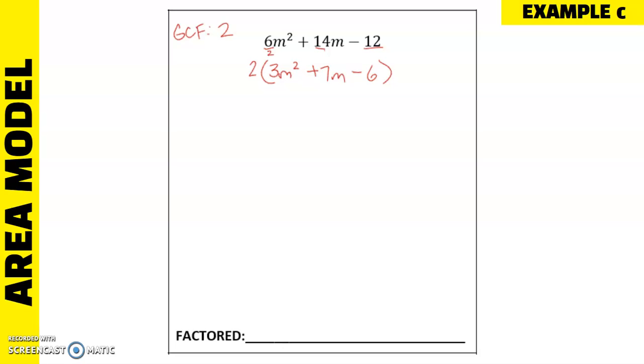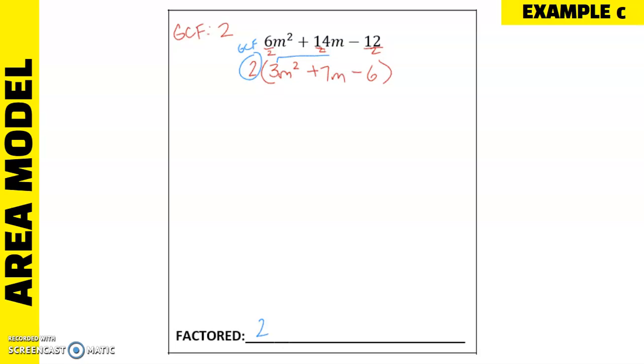Remember, you could find all of that by dividing all of this by the greatest common factor, and that tells you also what your remaining factors are. Okay, so we found our greatest common factor. Remember this, its only job is to stay out front, okay? So don't lose it, or else you have a very different story.